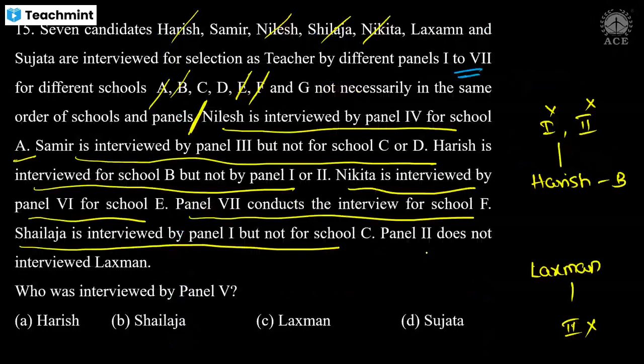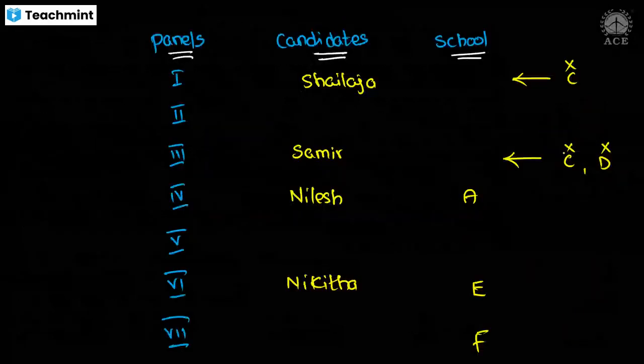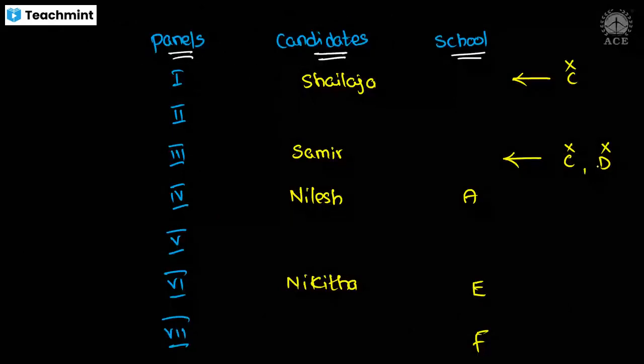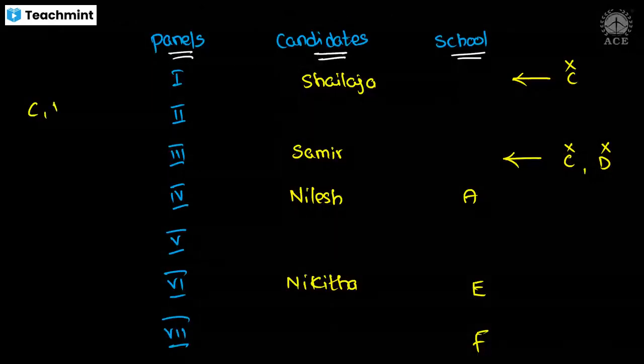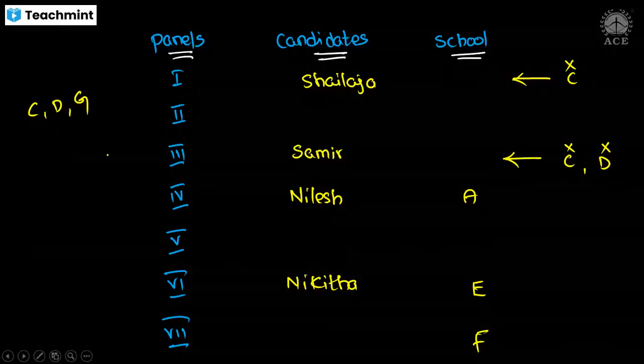I have Harish, school B. Harish is school B, and is still anything else left out? Nilesh done, Sami done, Harish is interviewed by... Okay, now the easy thing. We have three schools left over: C, D, and G. Now, if you see this, the summary is not for school C and D. We have C, D, and G only left over, schools not assigned to any person.